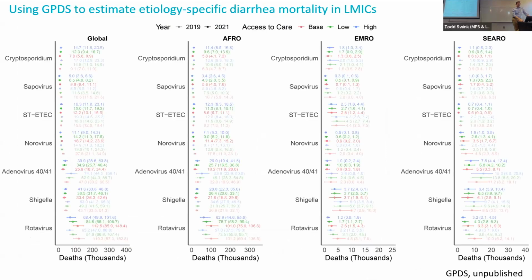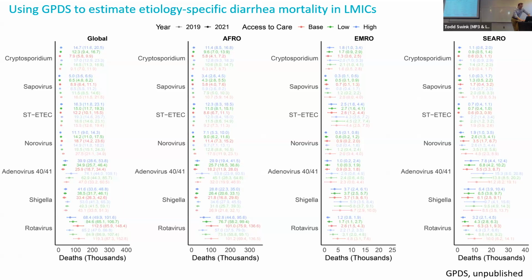So we then apply these CFRs, and there is a lot of data on this slide, so I'm just going to call out a couple of things. If you look at the global estimates on the left-hand side, at the base case, which is where you don't weight by CFRs at all, we estimated 112,000 deaths due to rotavirus in 2021. If you weight by case fatality ratios for the higher access to care proportion, that's about half, 68,000. So the argument is, the more you assume children did have access to care, the fewer of the deaths you expect to be due to rotavirus, because rotavirus has a very low case fatality rate.